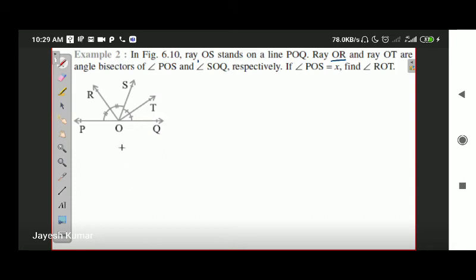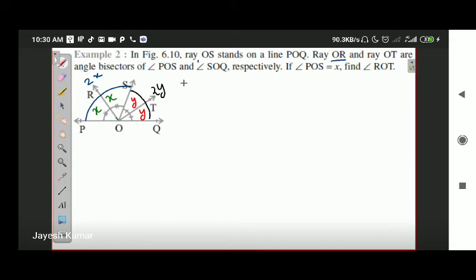What does it mean? If this total angle is 2x, then with the help of ray OR, this angle is divided into two equal parts, both measuring x. In the same manner, let's take this whole angle as 2y. Because of the ray OT, this whole angle 2y is divided into two equal parts, that are y and y. Okay, we'll keep this concept in mind and we'll definitely find the answer to the question. Now we'll start with the solution.